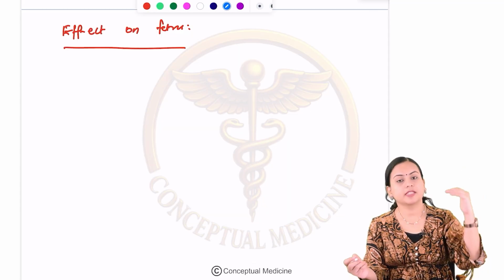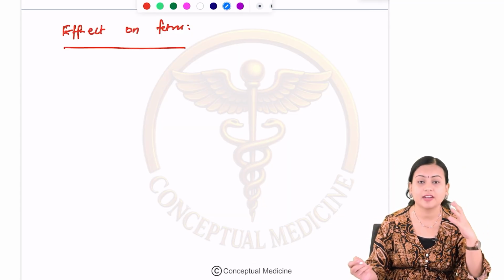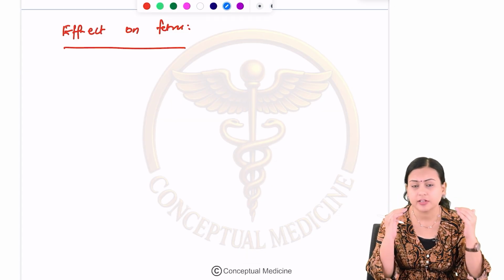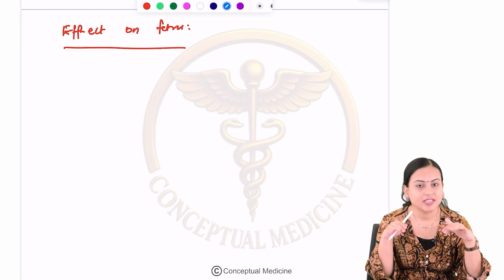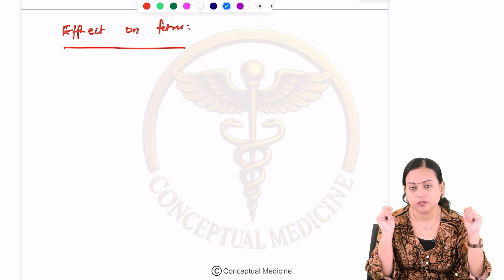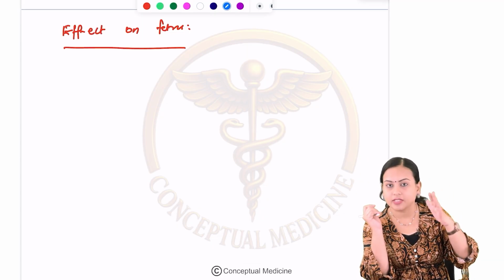And in malpresentations, we have already seen that there is going to be a state of prolonged labor, and definitely during this labor, uterine contractions are not going to stop. It is constantly going to try to push the fetus out of the uterus, and because the engaging diameter is more, the cervical dilatation and effacement is not going to happen properly. So, what is going to be there?